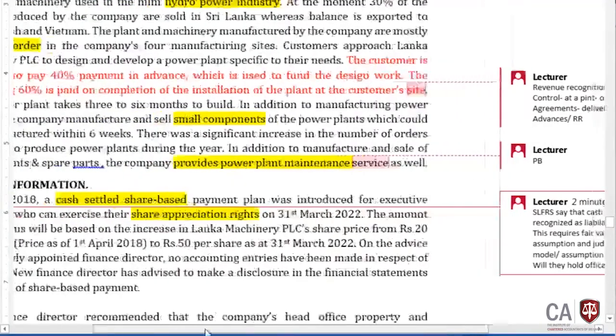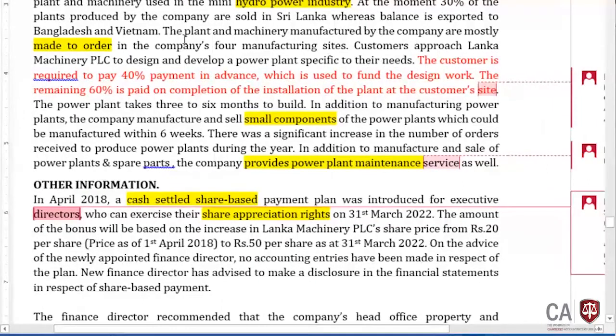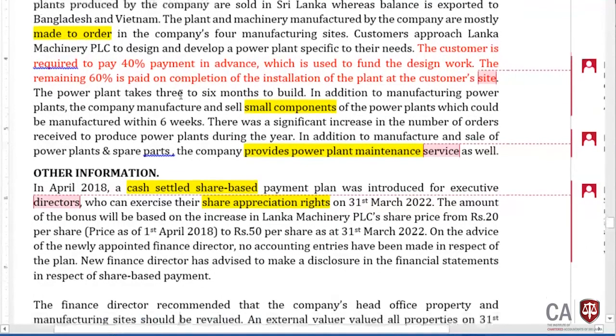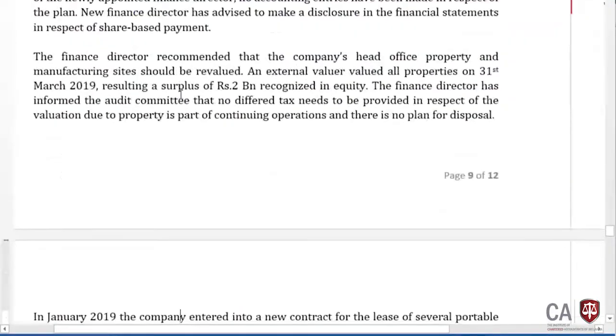Then the next thing is, let us go through it now itself. As we read, we identify points for our answer. The finance director recommended that the company's head office should be revalued. See, whenever these items are there, fair valuation, revaluation, these are straight away answers.